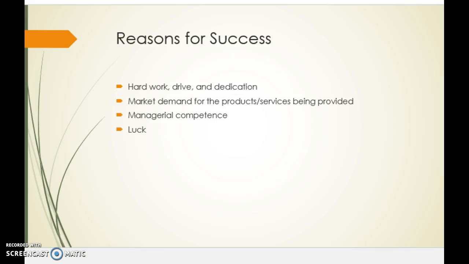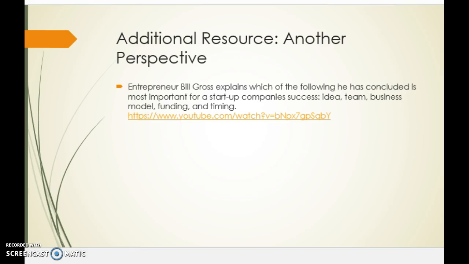There are many reasons for a small business to fail or succeed. Hard work, market demand for products or services being offered, managerial competence, and luck are highlighted in the textbook. On that note, I have added a link to a video in which a successful entrepreneur, Bill Gross, discusses the most important component, in his opinion, for a startup business to succeed.